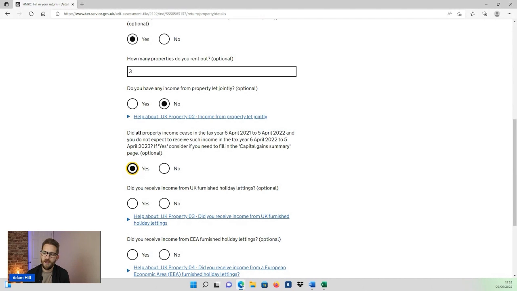And the reason why they ask about completing the capital gains summary is because most of the time, if you've stopped receiving property income from investment properties or from holiday lets, there's a good chance that you've actually sold that property and you might have a capital gain that you need to declare. If you've just paused, maybe you haven't been renting a property over this period, then there wouldn't need to be any consideration of capital gains in that case.